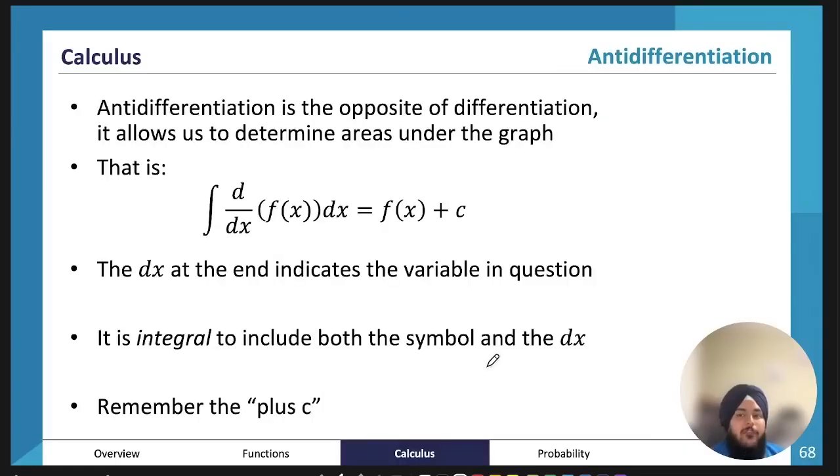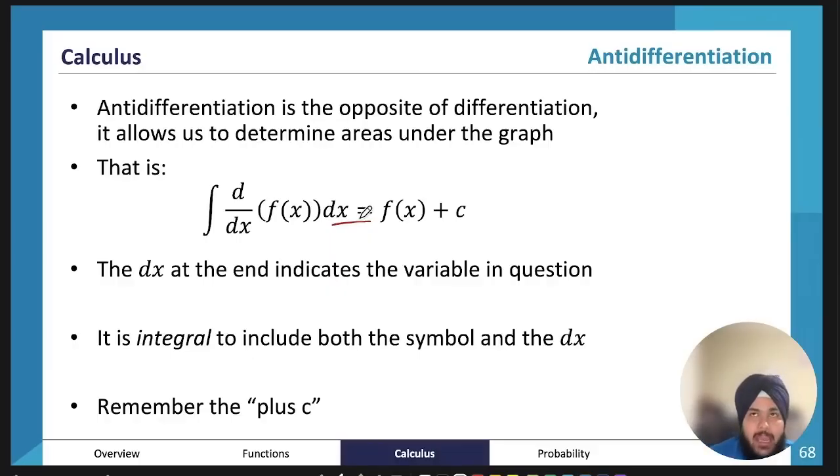Okay, so that was essentially it for differentiation. Now we'll look at anti-differentiation. So anti-differentiation, like the name suggests, is the opposite of differentiation. And what it's useful for is determining the area underneath a graph. So the dx at the end indicates the variable in question. So if we're trying to determine the antiderivative of f of x, we need to have dx at the end because that's the variable that we're trying to determine the antiderivative for.